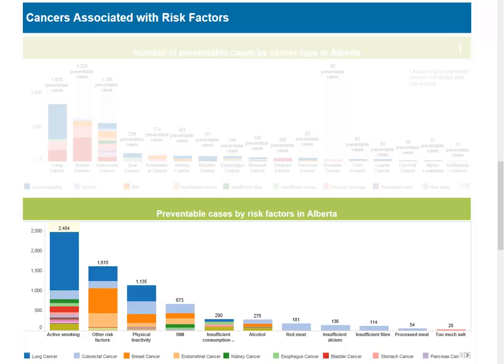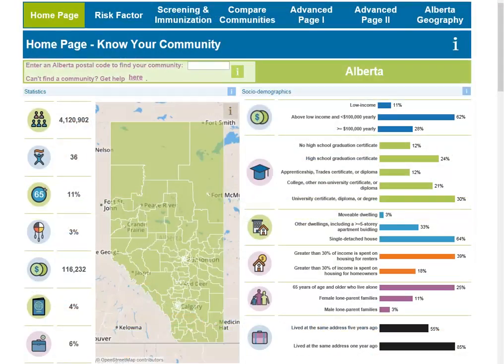The number at the top of the bar graph indicates the total number of all types of cancer cases that could be prevented if we eliminated active smoking in the population. For example, the active smoking bar reveals that many cases of lung cancer are caused by being an active smoker, as indicated by the large blue color band. The next 2 largest bands of color reveal that many cases of colorectal and oral cancer are caused by active smoking. Now, back to the top of the home page.